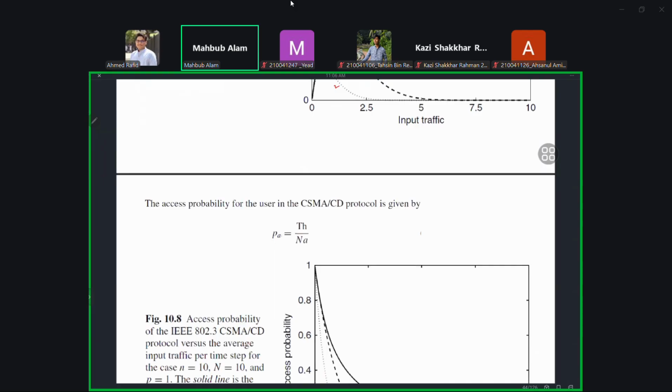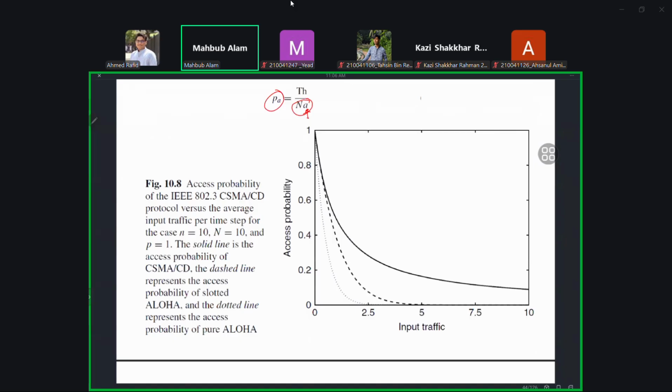From here, we can consider the successful probability, where NA is the probability that there is a frame in the network. That is, A is the probability that a single station has a frame. NA is the probability that any station has a frame, the total probability of a packet in the network.